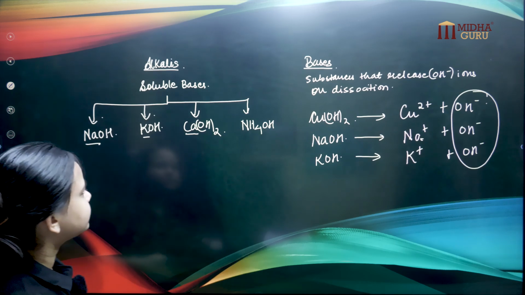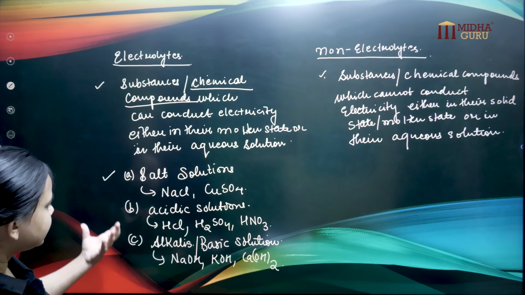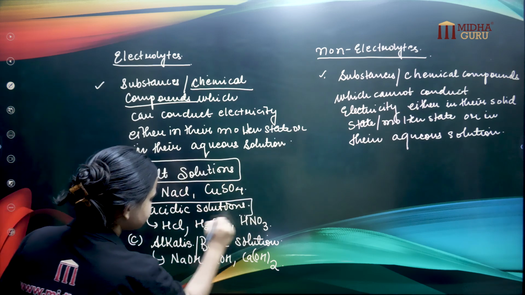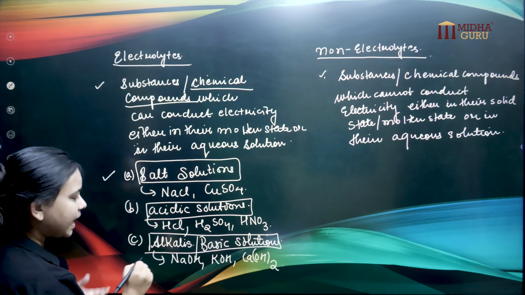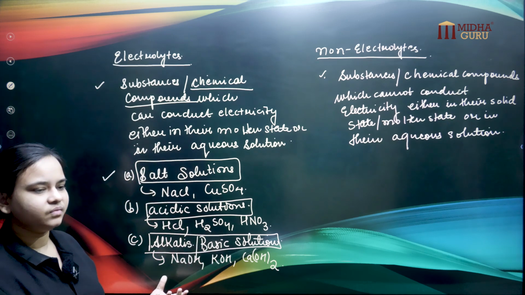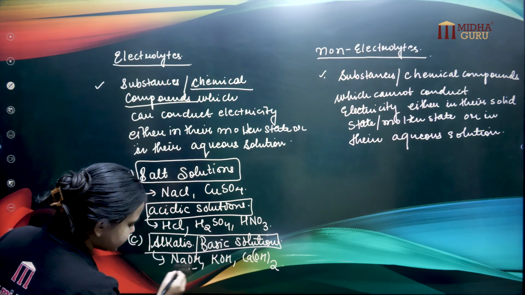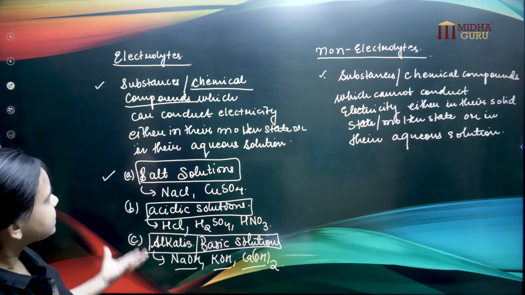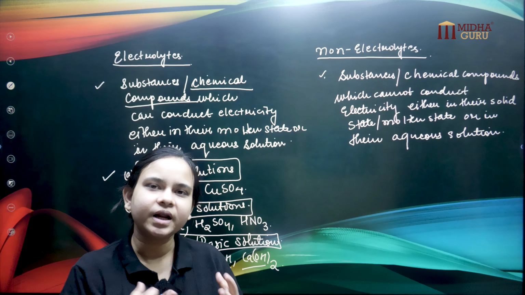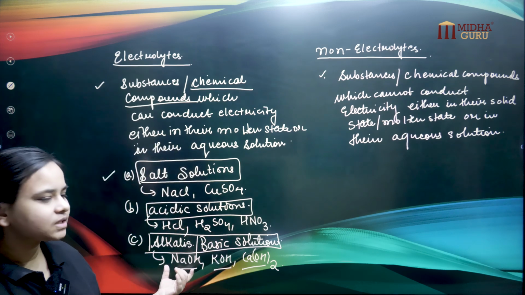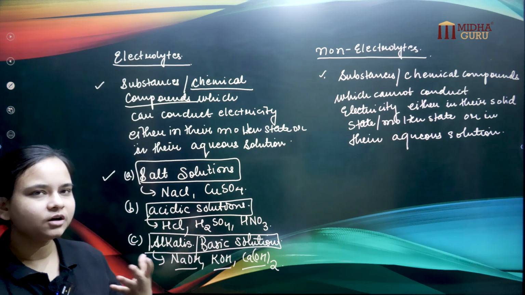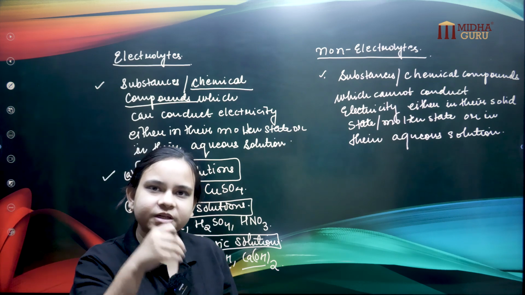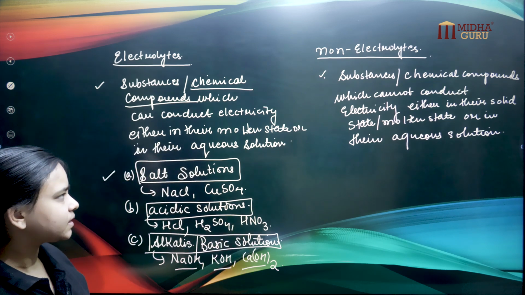So coming back, the salt solutions, the acidic solutions, and the alkalis, the basic solutions. Any base which is soluble is only an alkali. So the alkalis, that is NaOH, KOH, CaOH and NH4OH, ammonium hydroxide, can conduct electricity in their molten state or in their aqueous solution. If we make a solution of NaOH or HCl, for making a solution we need water. In that water we dissolve HCl and hence electricity will be conducted.